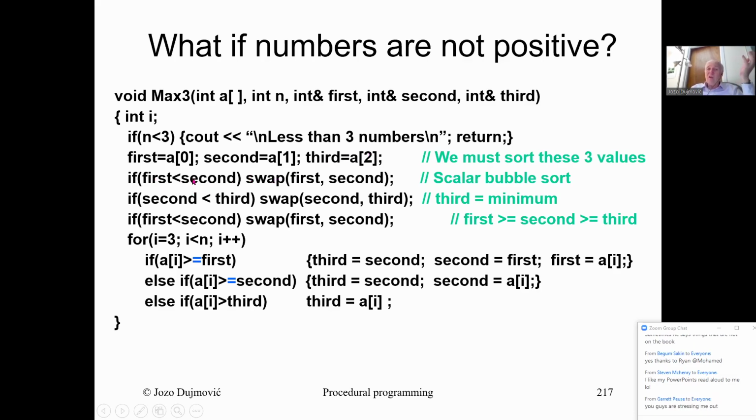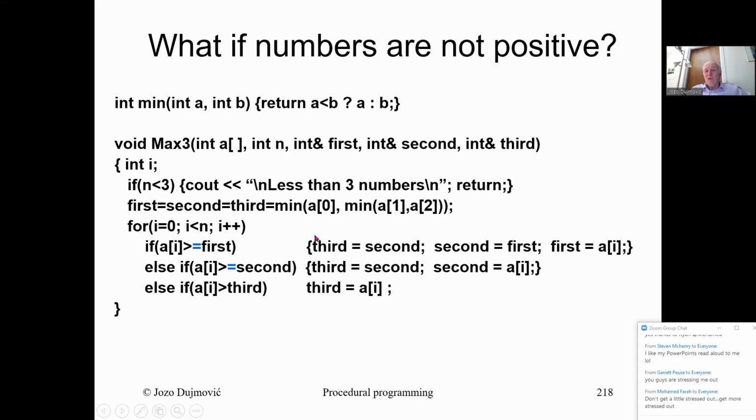So if first is less than second, swap first and second. If second is less than third, swap second and third. After this, the third is going to be the minimum value. Then go back to first and second. If first is less than second, swap first and second. Now you have it sorted. First is largest, second is second, and third is third. And now do the same thing as before. Now going from 3 to n, and you have this same shifting. And this is working in all cases, and it is a linear algorithm.